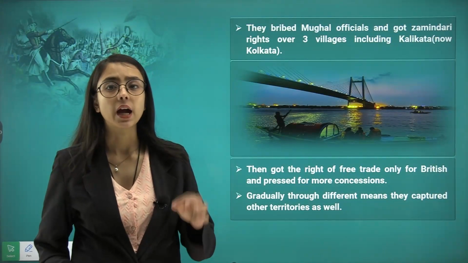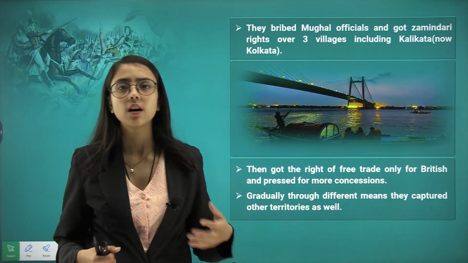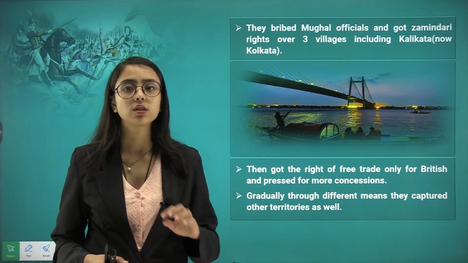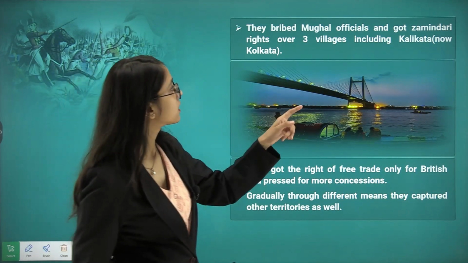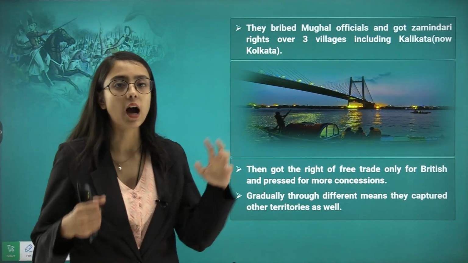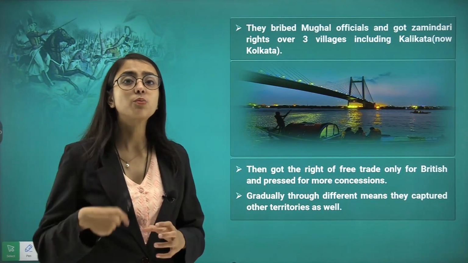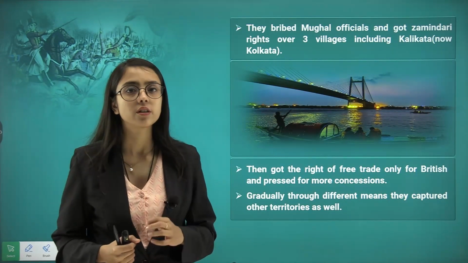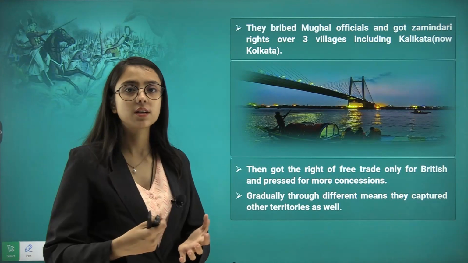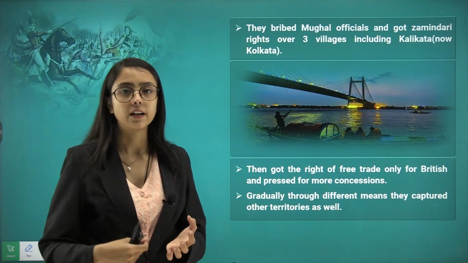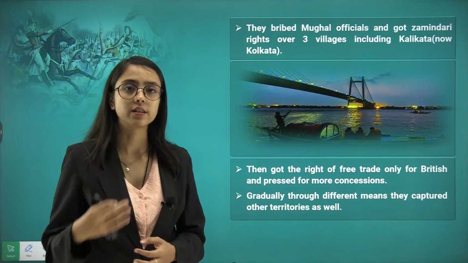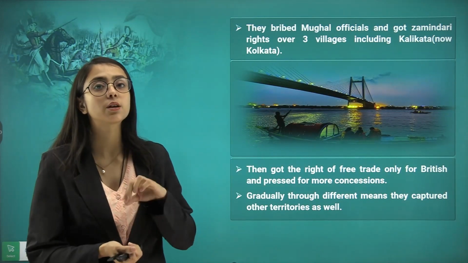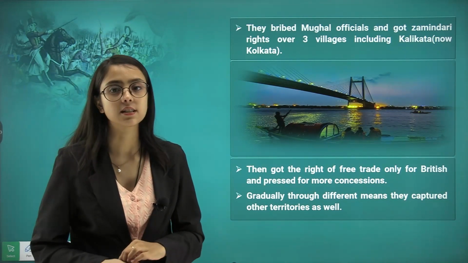So they bribed the Mughal officials. So there were Mughal zamindars, subedars who were there. They started to bribe them and got zamindari rights over 3 villages including Kalikata, which is now Kolkata. So after that, they were expanding. They wanted more power, more resources to earn revenue and local income as well. So what did they do? From the Mughal zamindars and subedars, they took zamindari rights and they had 3 villages under them, including Kalikata, which is now known as Kolkata, which was the center point of trade for the British East India Company.